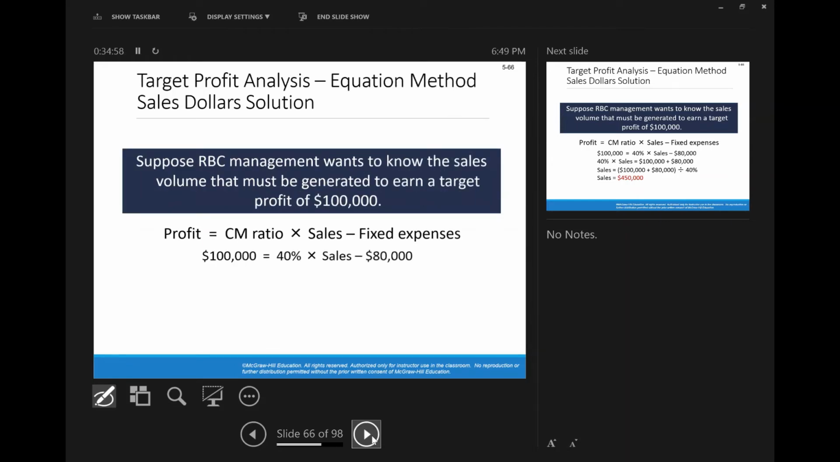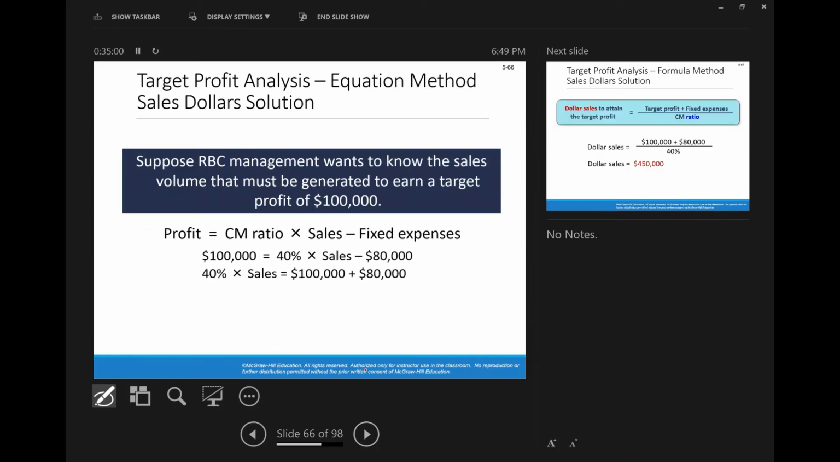Okay, so now we still have that 100,000. So we're going to do the 100,000, and then that equals the contribution margin ratio times the sales minus the fixed expenses. So we've got that 40% S, it sticks together. So we're going to move things around, 100 plus the 80. That gives me my 180,000. And then I'm going to divide by the 40%. So my sales are going to be 450,000. That's what I have to sell.